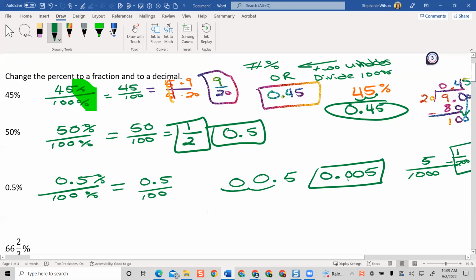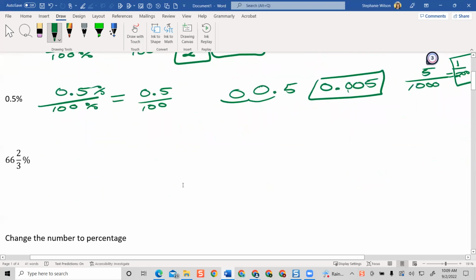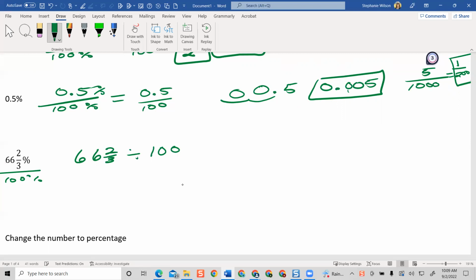Okay. Now let's solve our last one. Our last one is 66 2/3. So we know that 2/3 in decimal form is going to give me 0.6 repeating. So we can do that later. Right now, I could say I'm going to divide this by 100%, which is the same as saying 66 2/3 divided by 100%, and we're going to keep change flip.